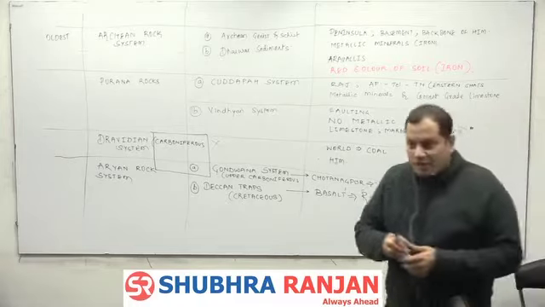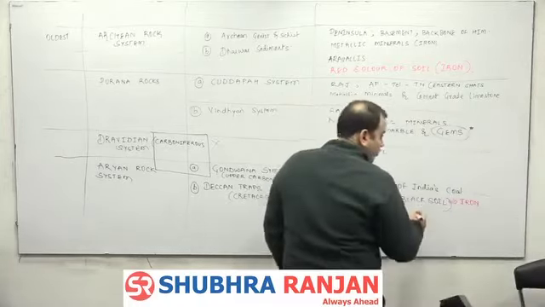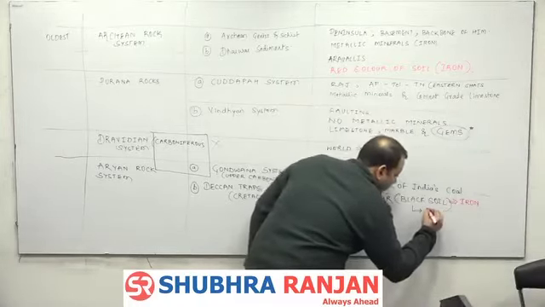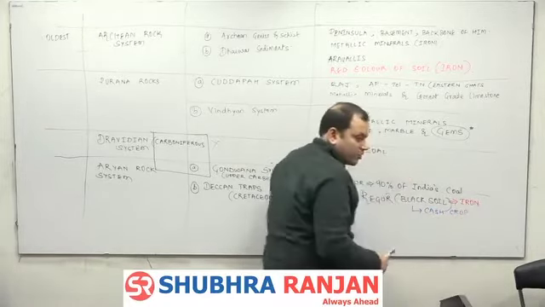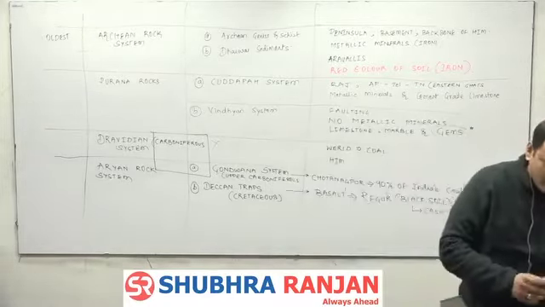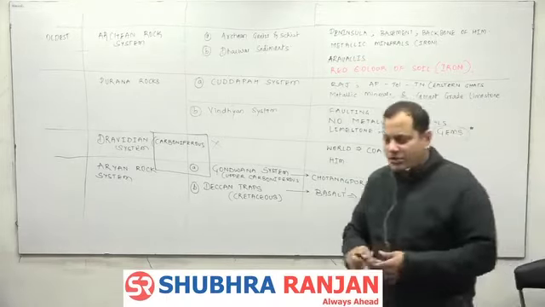What is the important occupation in this region? The important occupation in this region is cash crops. Any of the cash crops, but it is dominated in India by cotton. Today it is dominated by sugarcane also.